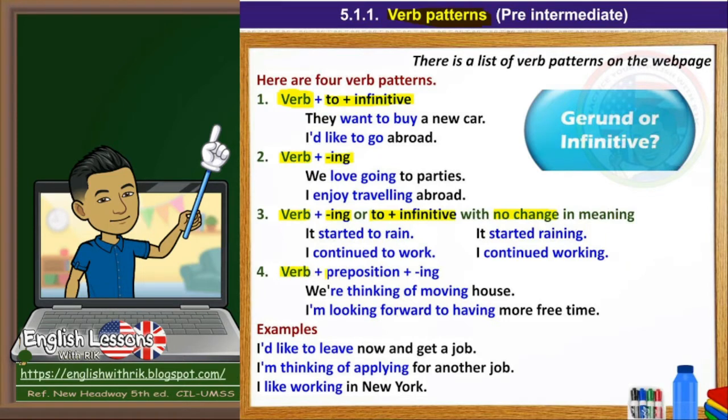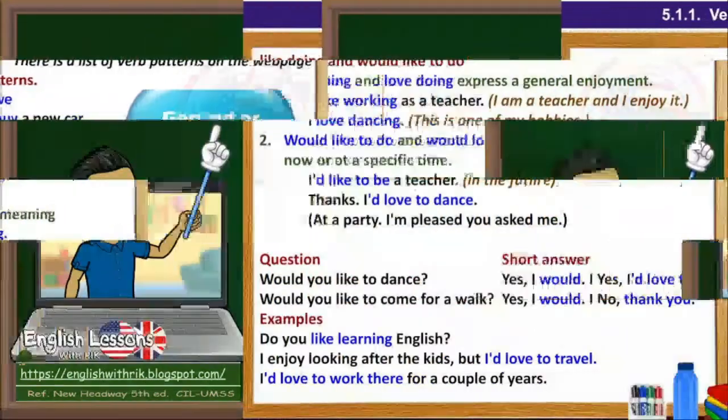Verb plus preposition plus the ing form. We're thinking of moving house. I'm looking forward to having more free time. Here are some more examples. I'd like to leave now and get a job. I'm thinking of applying for another job. I like working in New York.